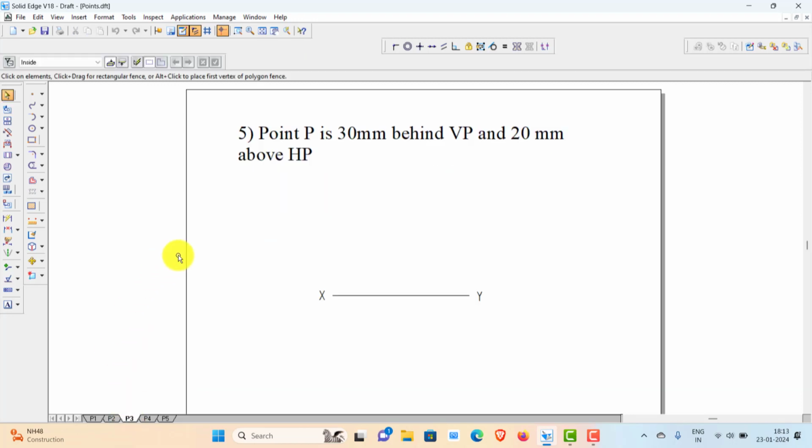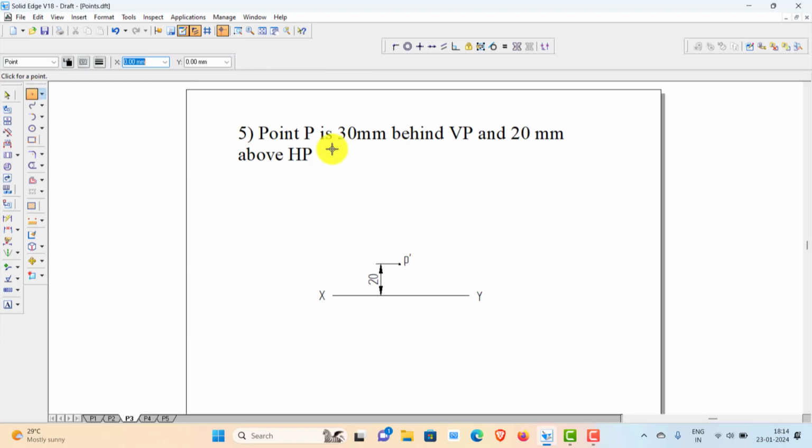Consider an example problem. Point P is 30 mm behind VP and 20 mm above HP. So let us take the distance from HP. It is 20 mm above HP. So this distance from HP is to draw the front view. So 20 mm above HP means its front view is 20 mm above XY line. So mark the view, use the distance between option, mark the distance and adjust that to 20. And this is P dash.